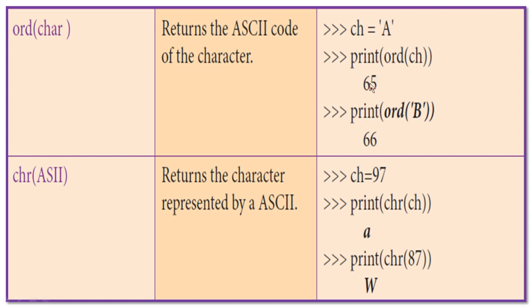65, the ASCII value of A. And here with ch equal to 97, the chr function turns the ASCII value into its equivalent character value. That is, the ASCII value 97 turns into a character value. Here the character value of 87 is equal to capital W.